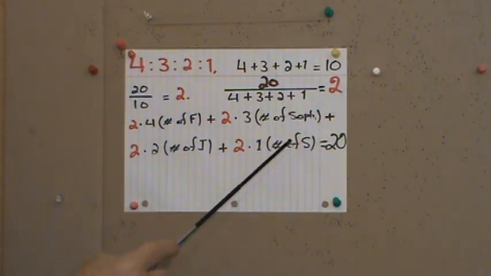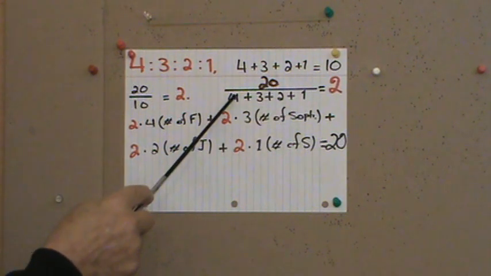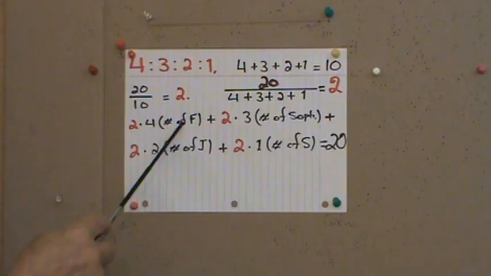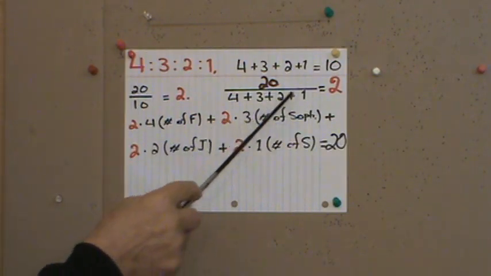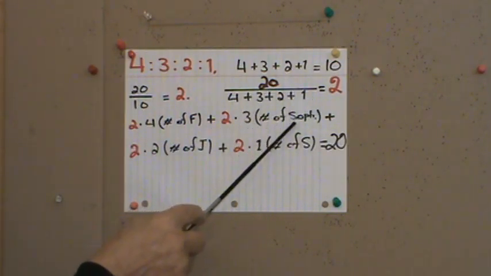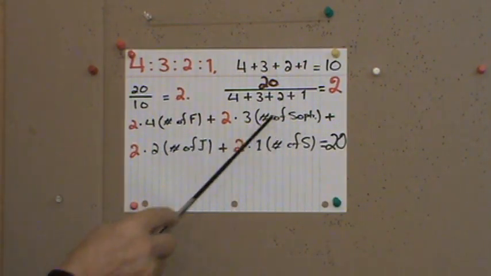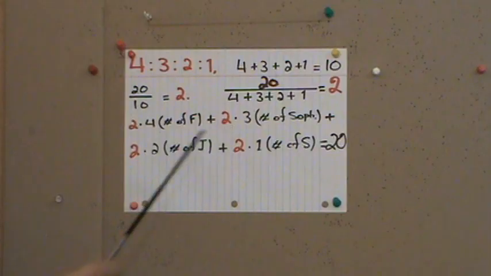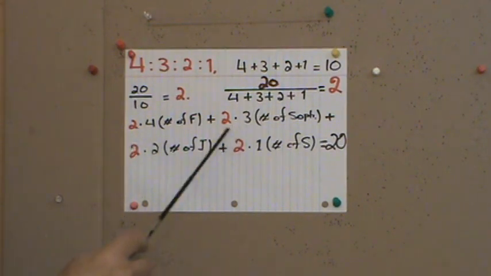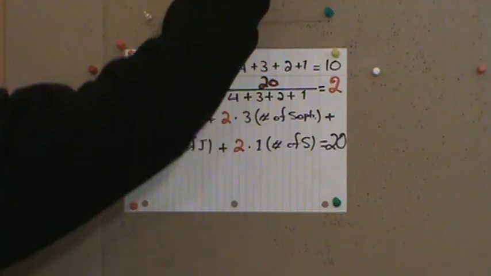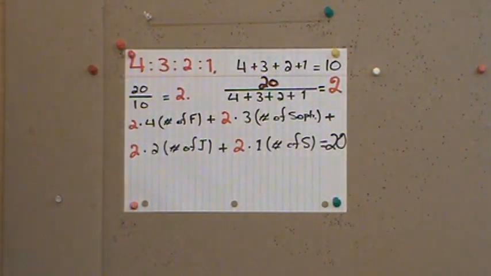Then I go ahead and multiply. 2 times 4 is the number of freshmen, plus 2 times 3 is the number of sophomores, plus 2 times 2 is the number of juniors, and 2 times 1 is the number of seniors in that club. And if we add all of this together, we get the total population. Okay, let me now zoom it back.